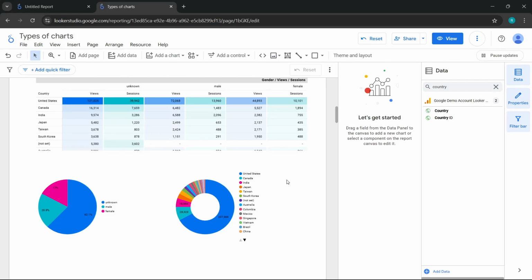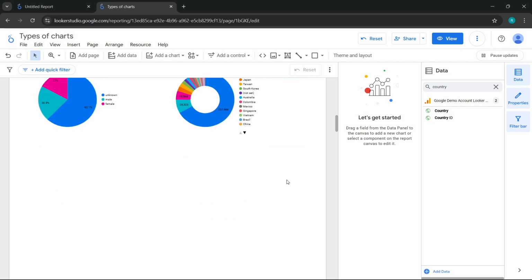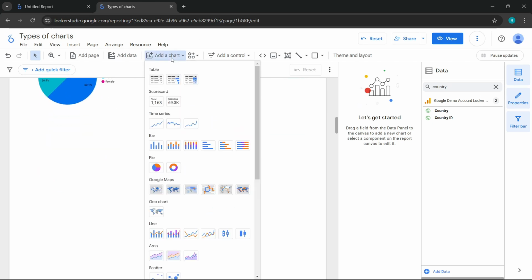The next type of chart we are going to learn about is the bar chart, and we will see where it is used and how to read it. To add a bar chart, we go to our Add a Chart tab, navigate to the Bar section, and select the first option called Column Chart.